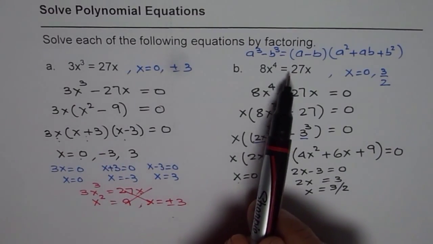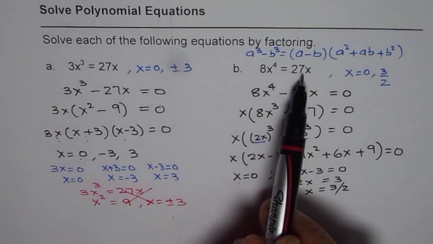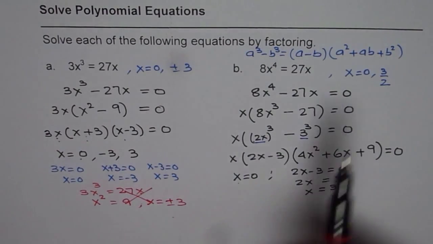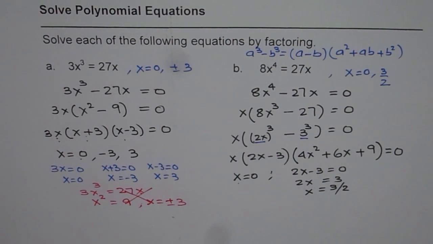In this question also, if you cancel x from both sides, you will not get x equals 0 as one of your solutions. And that way it is going to be wrong. So when you're solving polynomial equations, bring terms to one side, factor, and then solve. Don't cancel from both sides. Cancelling from both sides means you are losing one solution. Remember that. I hope that helps.